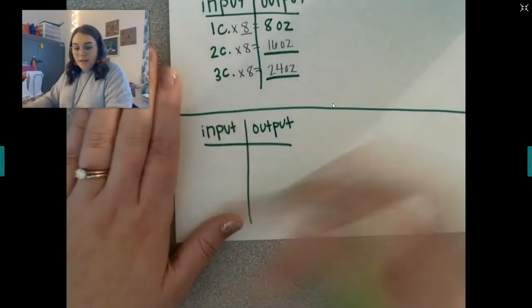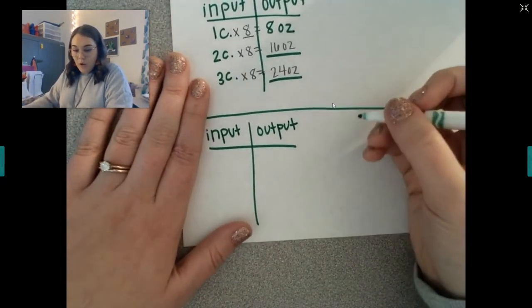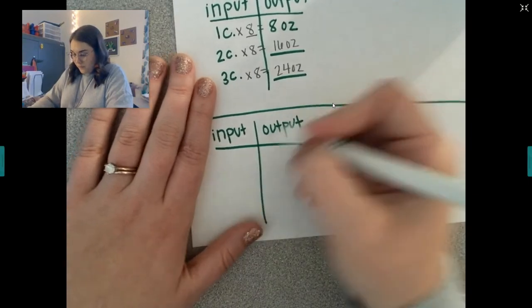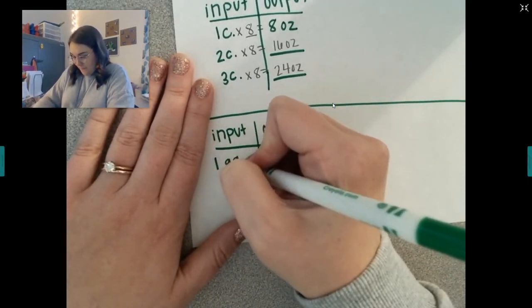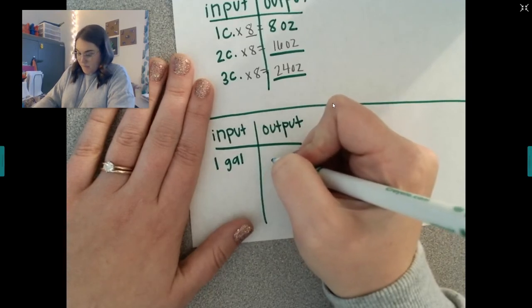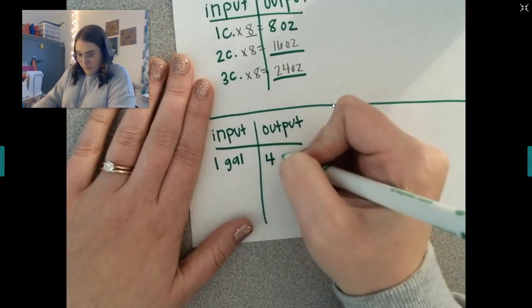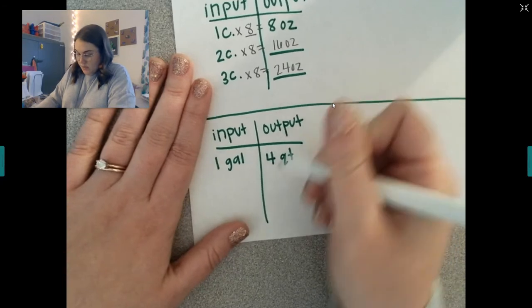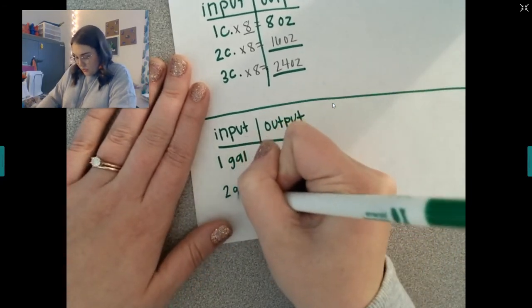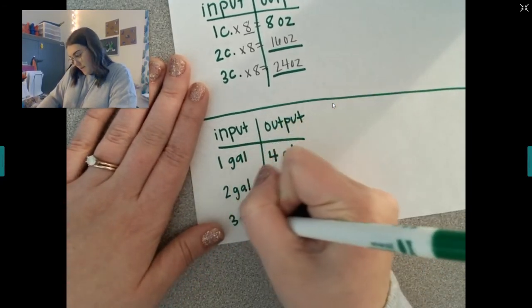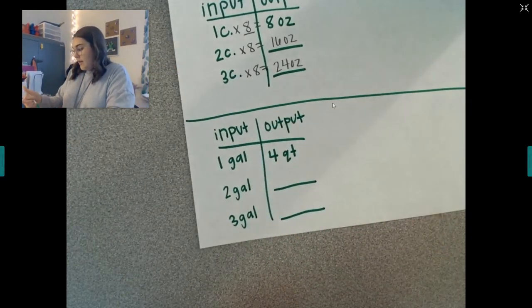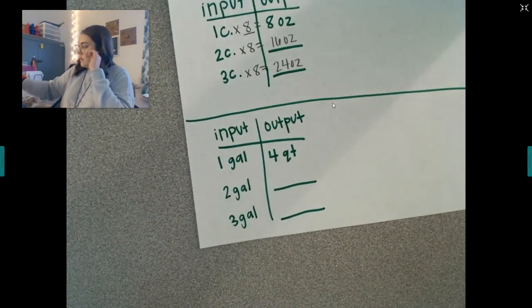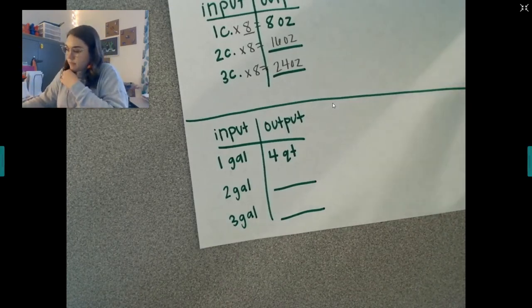All right, last but certainly not least, I want you to do 1 gallon is 4 quarts. How many is 2 gallons and 3 gallons? So find your answers to that, and then we will check it.